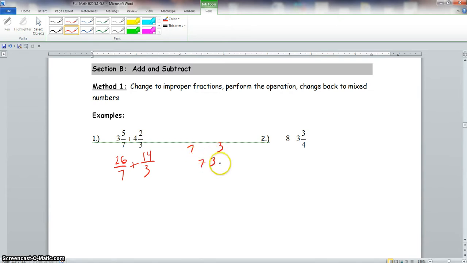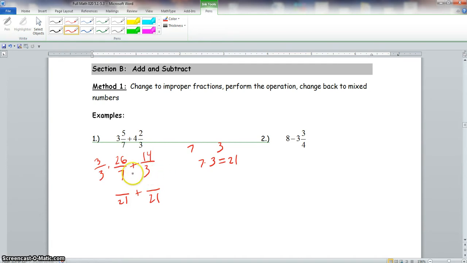So to find our denominator, we'll multiply them. 7 times 3 is 21. Our denominator here is 21. Now we have to find our numerator. So we start with the 7 and compare it to 3. What does 3 have that 7 does not? We know it's 3. So we multiply this numerator and denominator by 3.